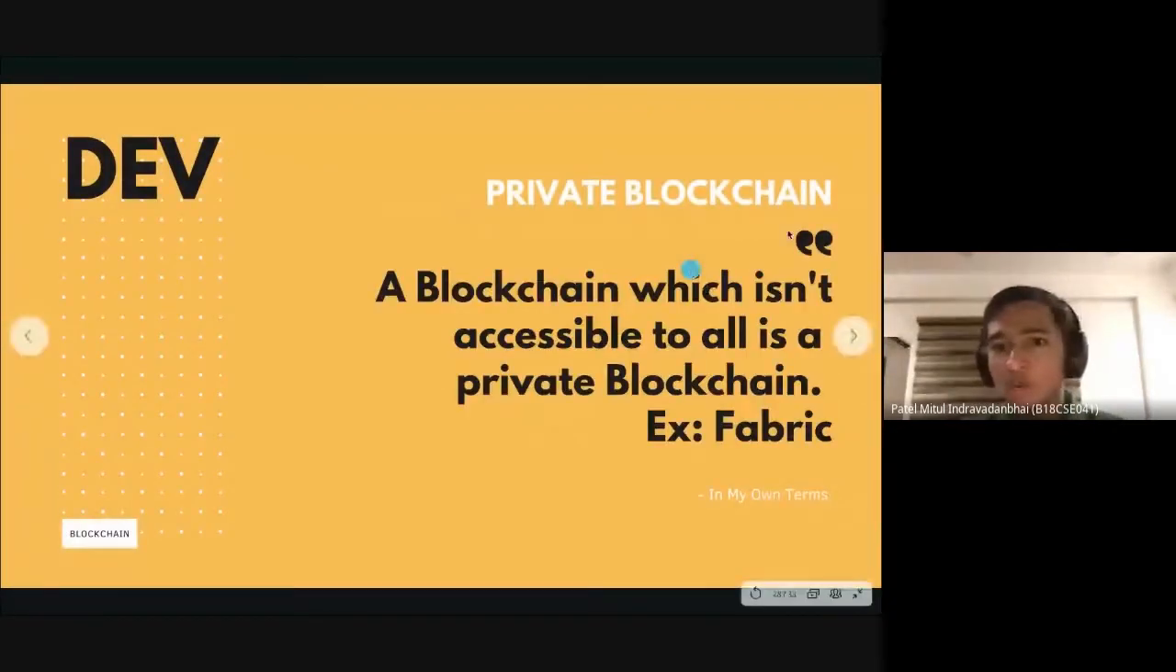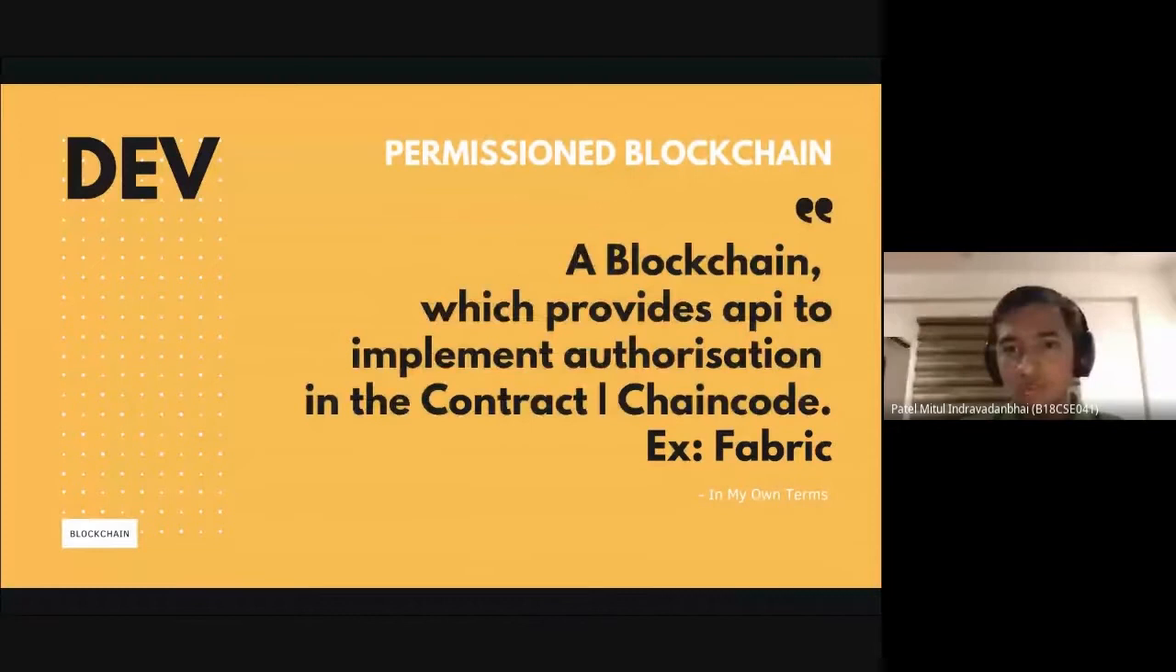So what's a private blockchain? A private blockchain is a blockchain which isn't accessible to all, like Fabric or Ethereum in an isolated network or a private network. What's a permissioned blockchain? A blockchain which provides an API to implement authorization in the contract, or via certificates, is a permissioned blockchain. Fabric provides it, so it's a permissioned blockchain.